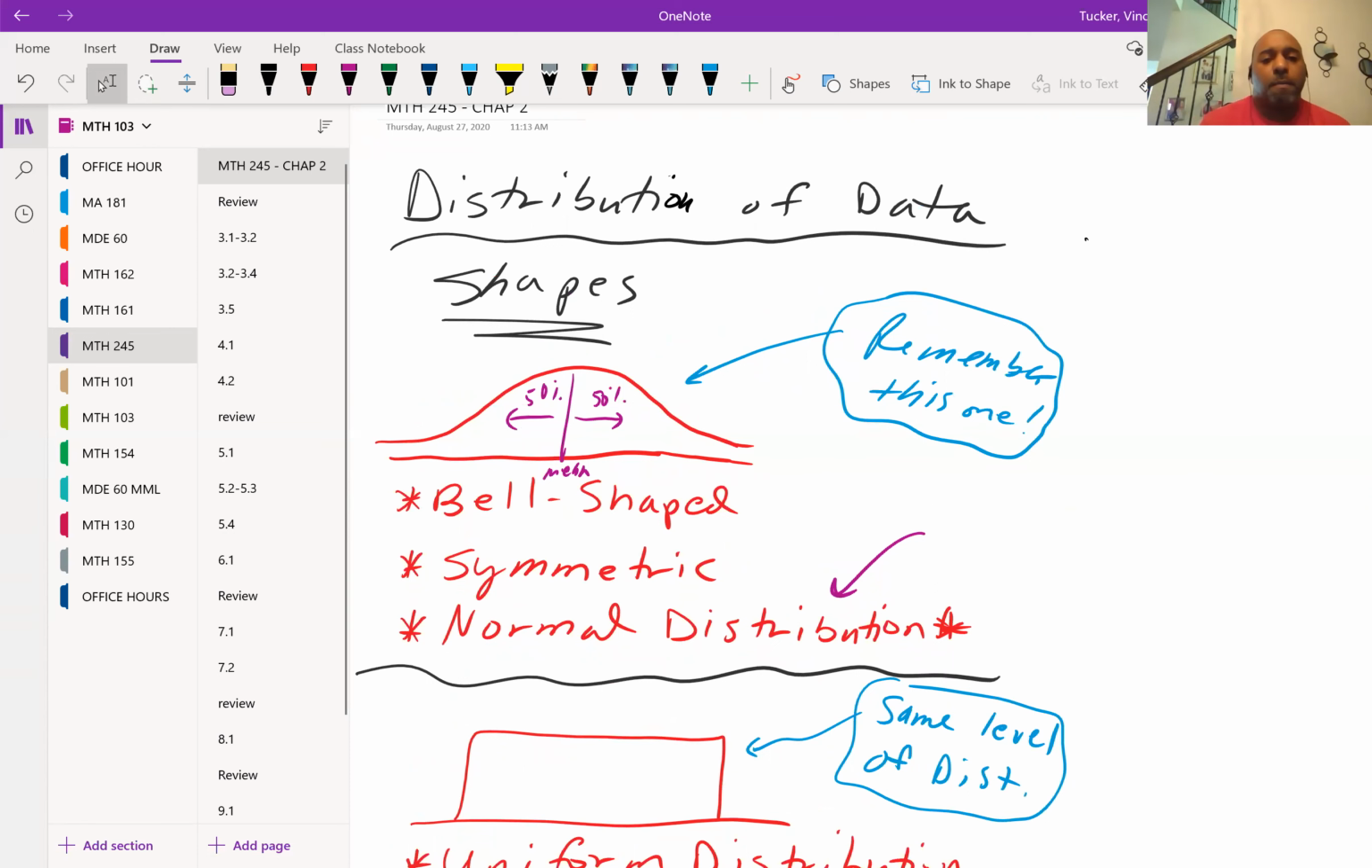So the first one is your normal distribution or your bell-shaped curve. And so that's the shape right here. It's symmetric about the mean. The mean is in the middle. 50% of your data will be to the right of it. 50% of your data will be to the left of it. That's the one that we're going to most definitely be using throughout the course. So you do want to remember this one. The bell-shaped curve is considered your normal distribution.